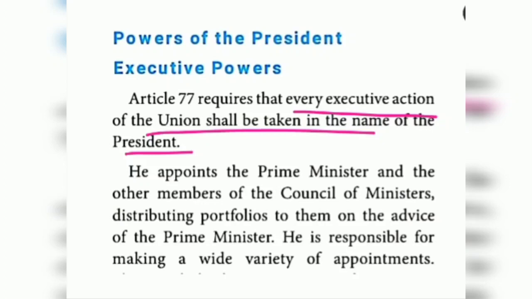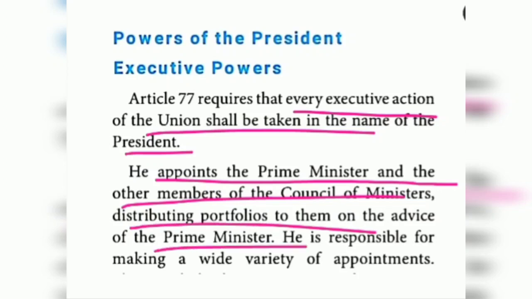Then whom can he appoint? He can appoint the prime minister. The president can appoint the prime minister and other members of the council of ministers. Moreover, he has the power to distribute the portfolios to them, but on the advice of the prime minister only. What does portfolios mean? Portfolios means departments.